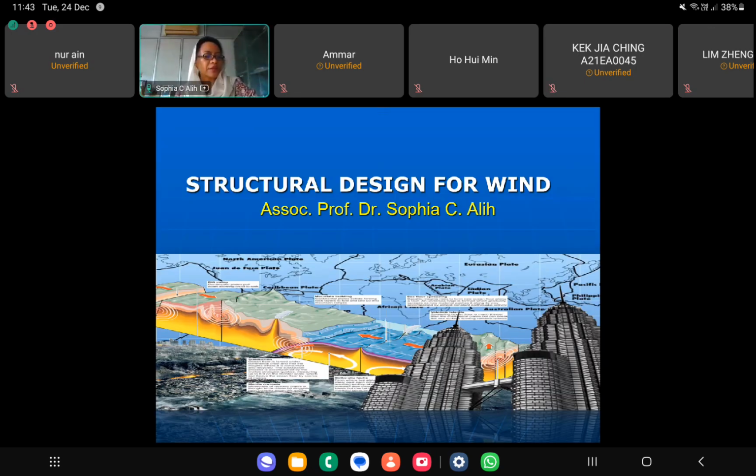Continue a bit more, still on the introduction part of the design, on the effect of wind on the structural design. So for this part, we are going to look into some parameters of how the wind is taken into consideration in the design of the structure.